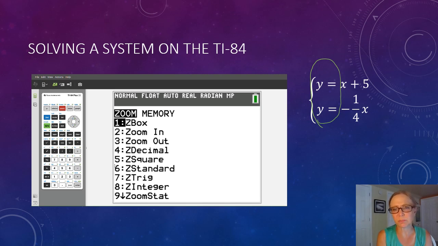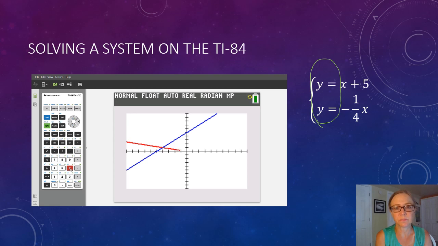Now I'm going to hit zoom 6. That gives us the standard viewing rectangle. It's usually a good place to start. Now notice the red and blue graphs have a point of intersection, and it appears to be at -4, 1. So let's find out for sure.